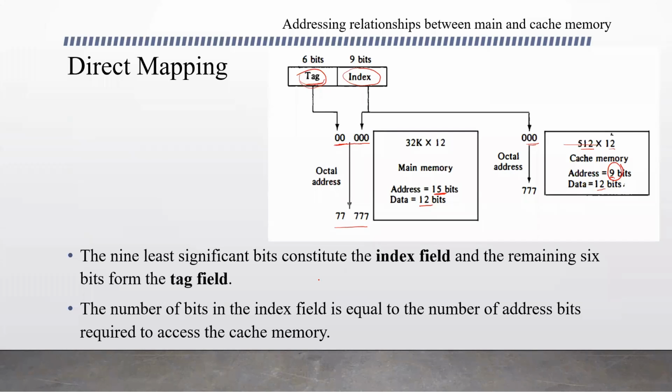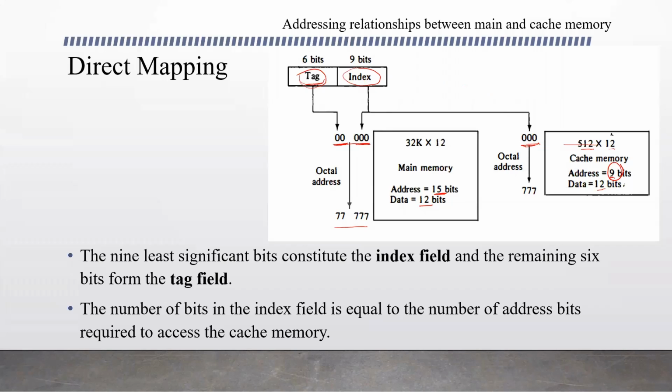The second type of mapping is direct mapping. In this mapping, the main memory address of 5 octal digits is divided into two fields. One is the index field, which is used as the address to cache memory, and the second is the tag field. The 6 bits are used as tag field. 6 bits means, in octal, 2 digits are used as tag, and the least significant 3 octal digits are used as index.